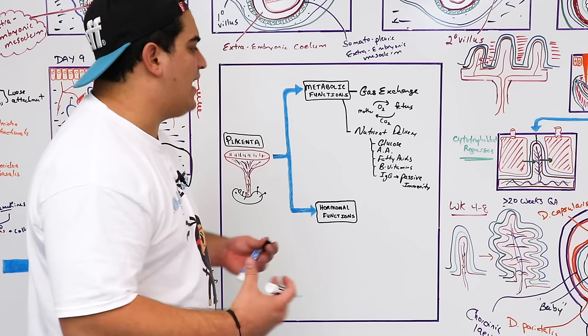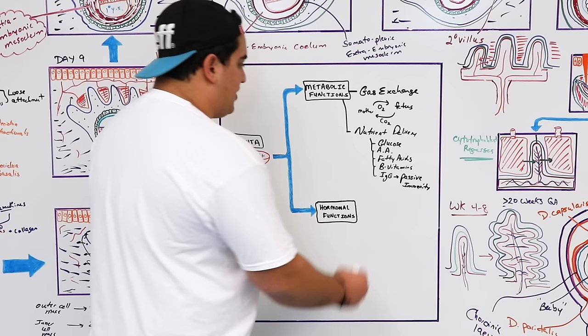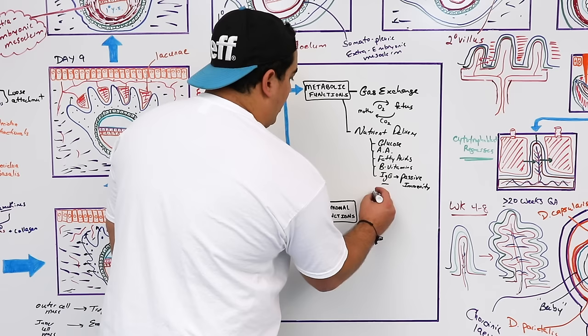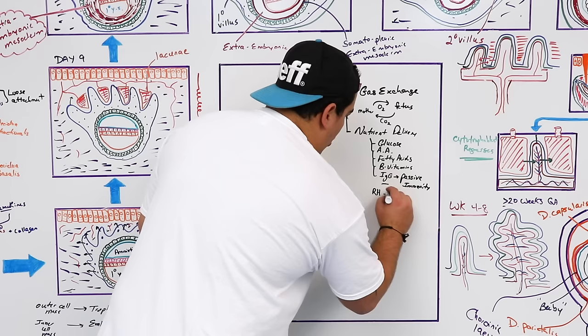In some ways, this can be extremely dangerous, and one of the dangerous things is there is a condition where certain IgG antibodies, particularly those against Rh, we call them the D, the Duffy antigen.